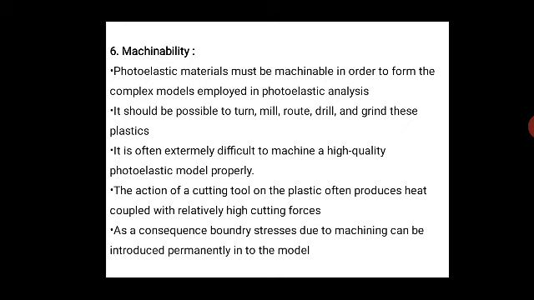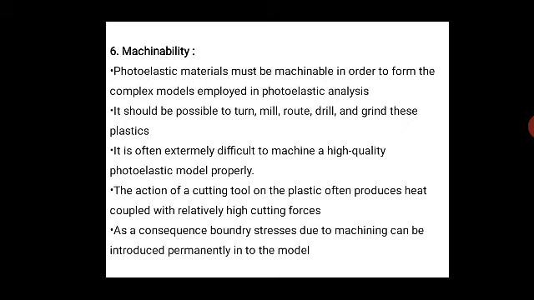So the machinability property in certain photoelastic materials is desirable, and depending upon the application, whether the photoelastic material is subjected to compressive loading or tensile loading, the machinability of a particular material is necessary. So these are the major properties required for two-dimensional photoelasticity materials.